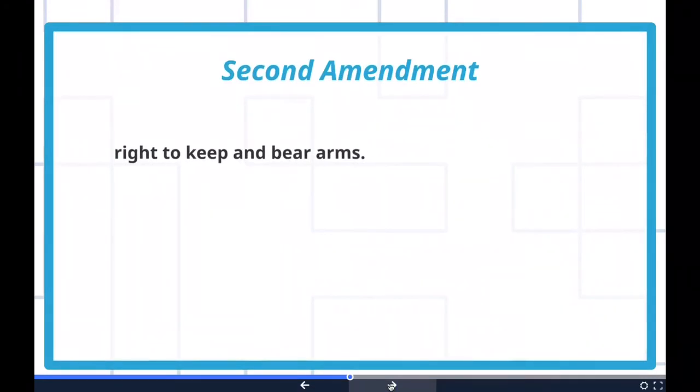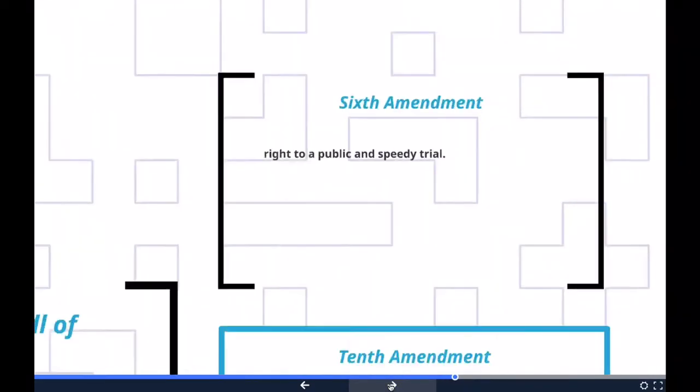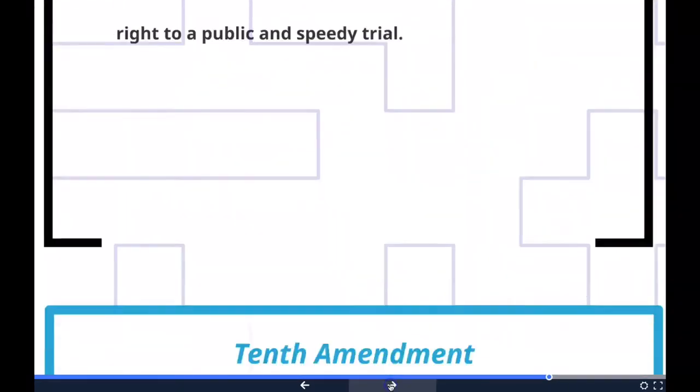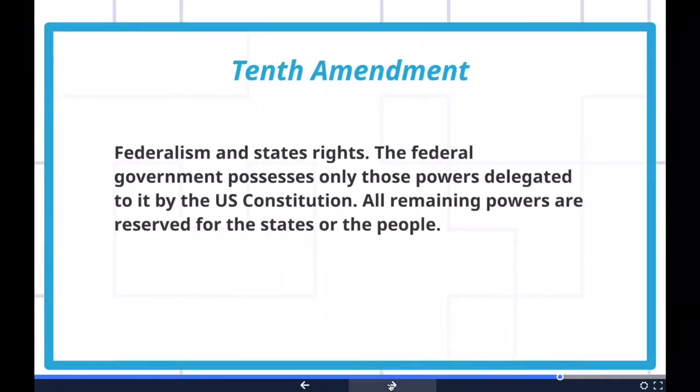The Second Amendment, right to keep and bear arms, good to be familiar with. The Sixth Amendment, right to a public and speedy trial. And really the 10th Amendment.